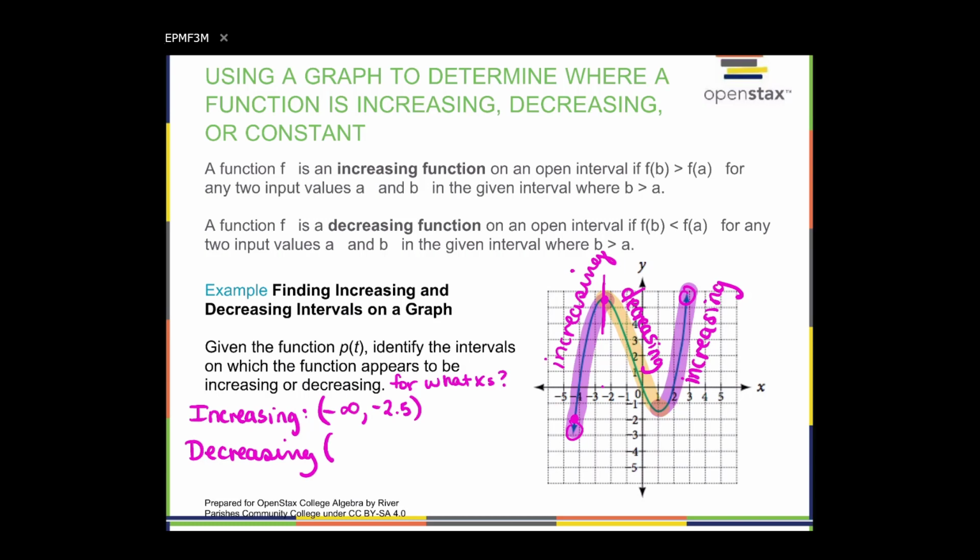from -2.5 all the way to here. And the x in this case is 1. And then it's increasing again from 1 to infinity. So we're just going to write the interval of the domain, the portion of the domain where it's increasing, the portion of the domain where it's decreasing. And if it is a flat line, a flat horizontal line, that is where it's going to be constant. Okay. So let's move on.